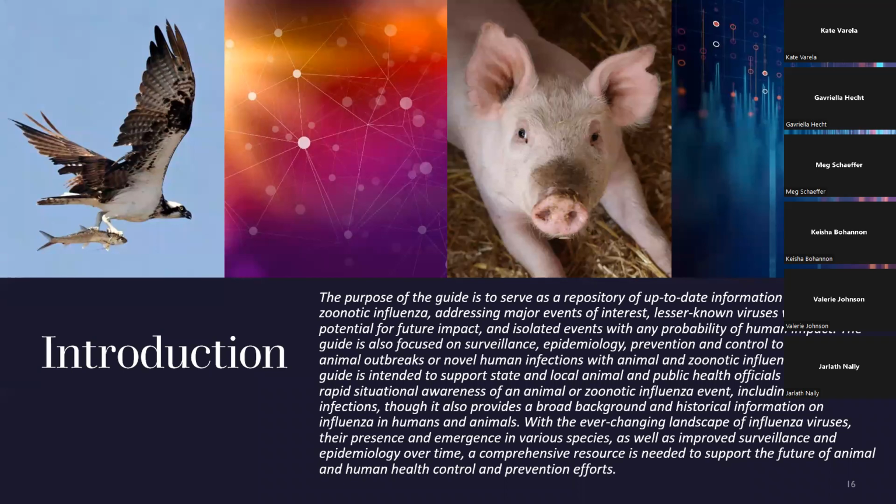With the ever-changing landscape of influenza viruses, including the most recent and ongoing outbreak of highly pathogenic avian flu in our domestic and wild poultry and birds, the presence and emergence within other species, as well as improved surveillance and epidemiologic mechanisms, this guide provides a comprehensive resource to support future protections of animal and human health.